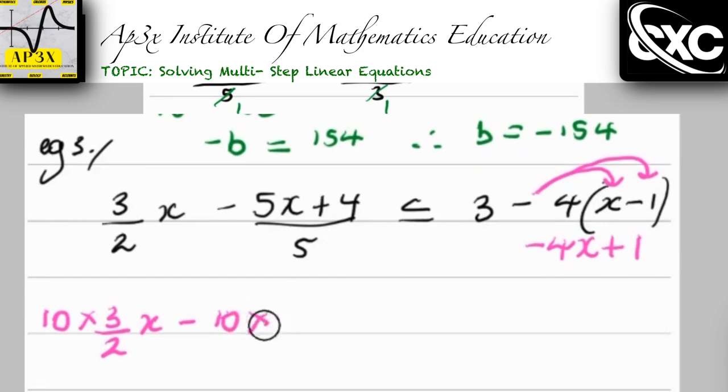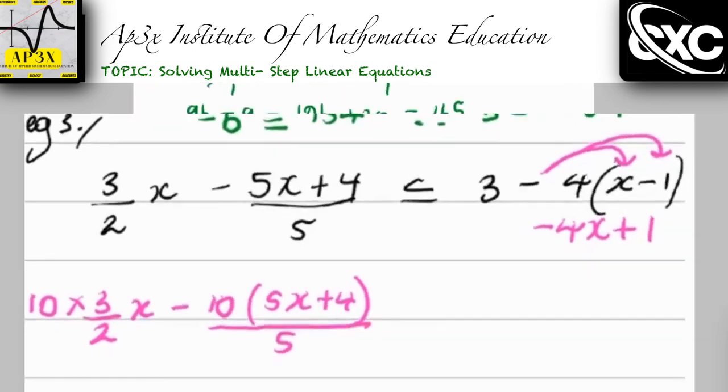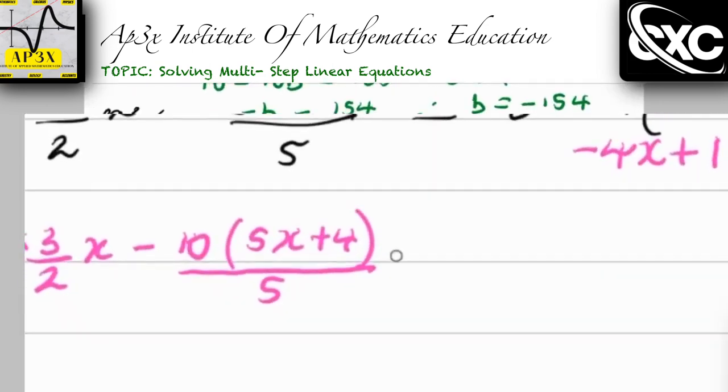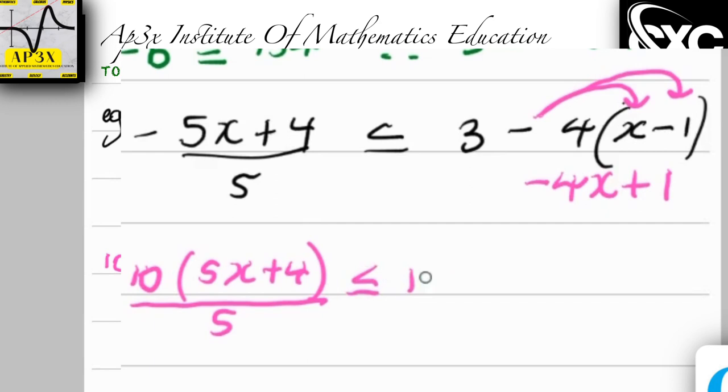So we're going to be using a bracket here. So that's 10, open bracket, 5x plus 4 all over 5. Okay, remember that once it's a binomial, we have to use a bracket. That's going to be less than 10 multiplied by 3 minus 10, open bracket, negative 4x plus 4.